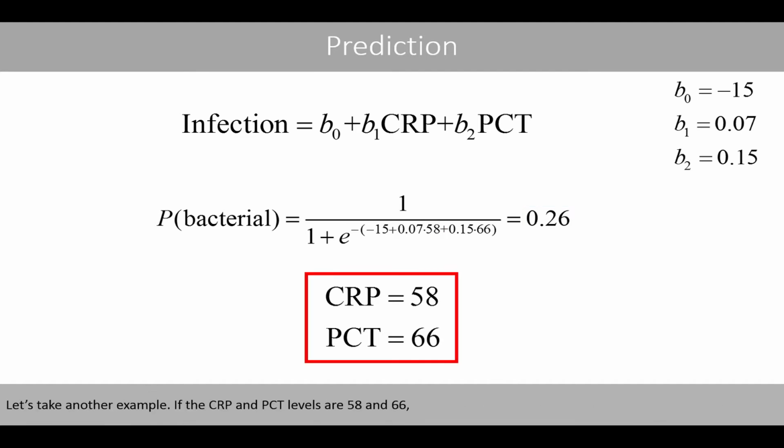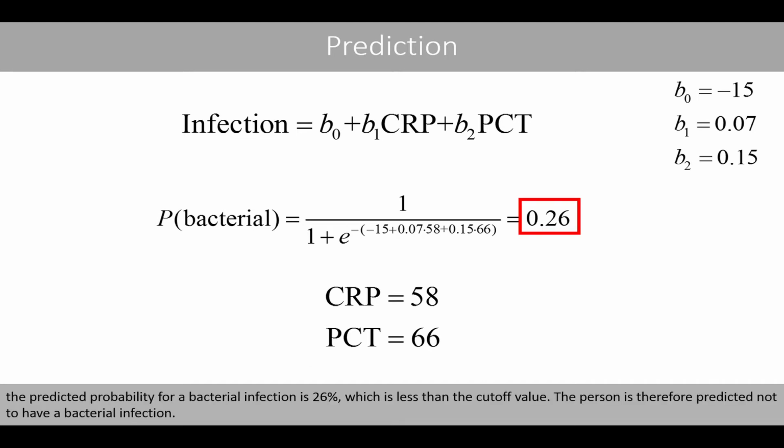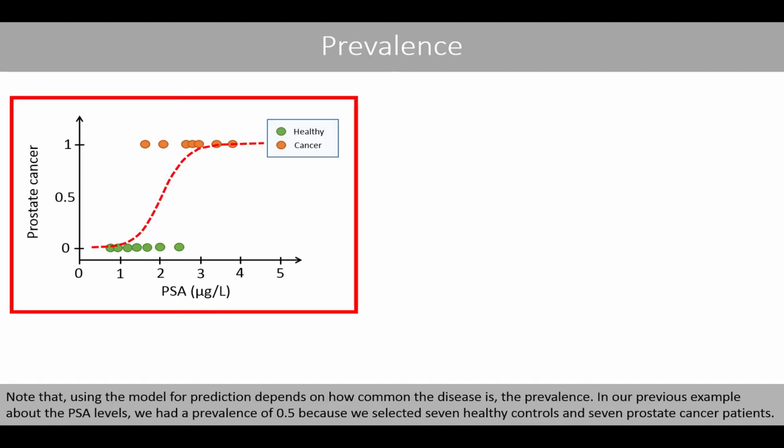Let's take another example. If the CRP and PCT levels are 58 and 66, the predicted probability for a bacterial infection is 26%, which is less than the cutoff value. The person is therefore predicted not to have a bacterial infection. Note that using the model for prediction depends on how common the disease is, the prevalence. In our previous example about the PSA levels, we had a prevalence of 0.5 because we selected 7 healthy controls and 7 prostate cancer patients.